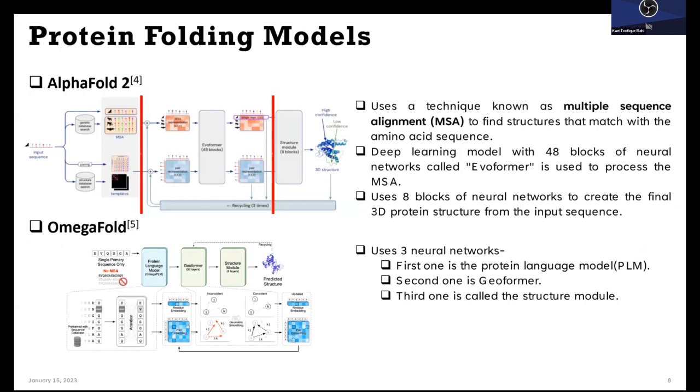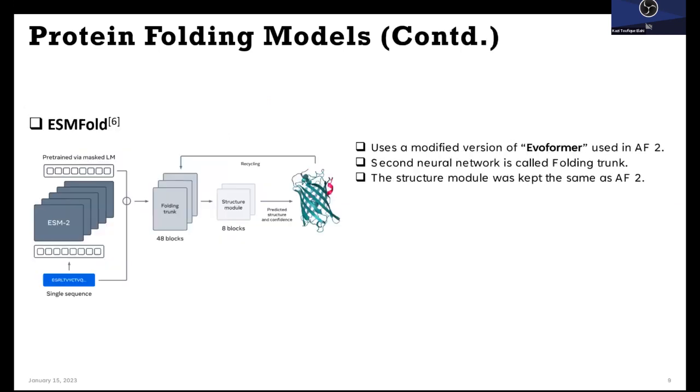On the other hand, OmegaFold has 3 neural networks. It doesn't use any MSA. Its first block is called the protein language model. The second one is GeoFormer, and the third one is the structure model. Then the ESM-fold uses a modified version of EvoFormer, which is used in AlphaFold 2. Other blocks are similar to AlphaFold 2. The second one is called the folding trunk, which also includes 48 blocks of neural networks and 8 blocks for the structure module.